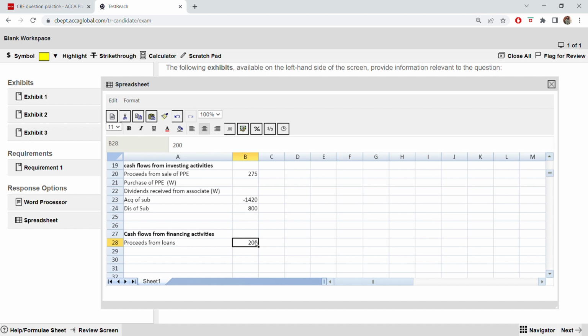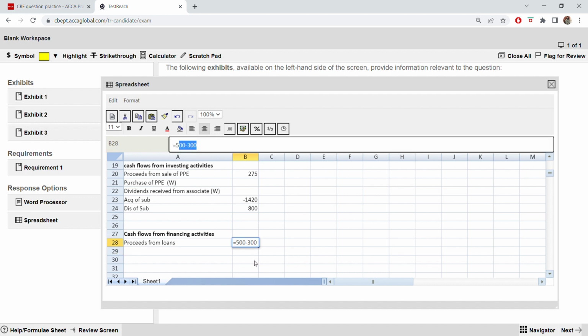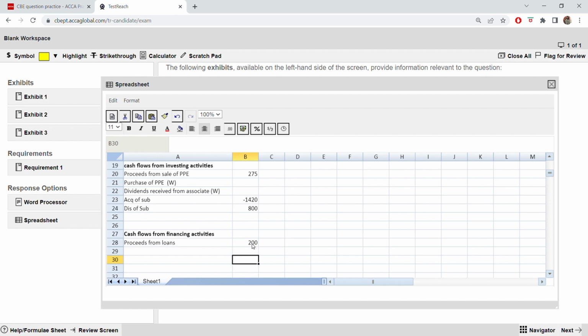So that's why you have to show it. Either you can write here 500 minus 300, like this you can present. If you do not want to present it like this, here you have to put equal to 500 minus 300. Enter. So the moment the examiner clicks this cell, they can see the working here. Okay, it's an inflow.